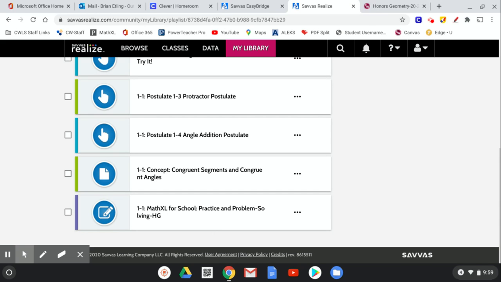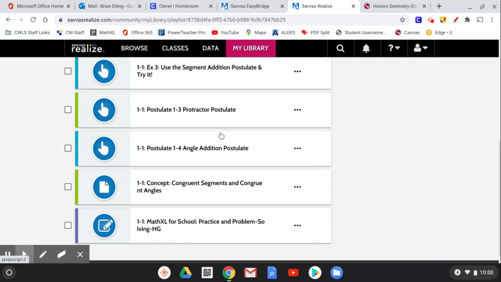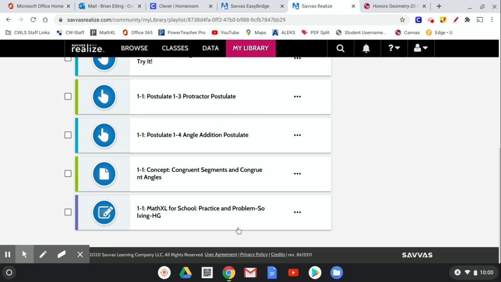Everything else is just a resource for you or an example to look back on so that you have it at all times. That's why, if you're only in class really once a week and you're at home thinking, oh man, I forget that example, you can look back and see this. So I just want you to be aware that even though everything technically is assigned to you, all that you really have to turn in to me for a homework grade is this Math Excel for school.